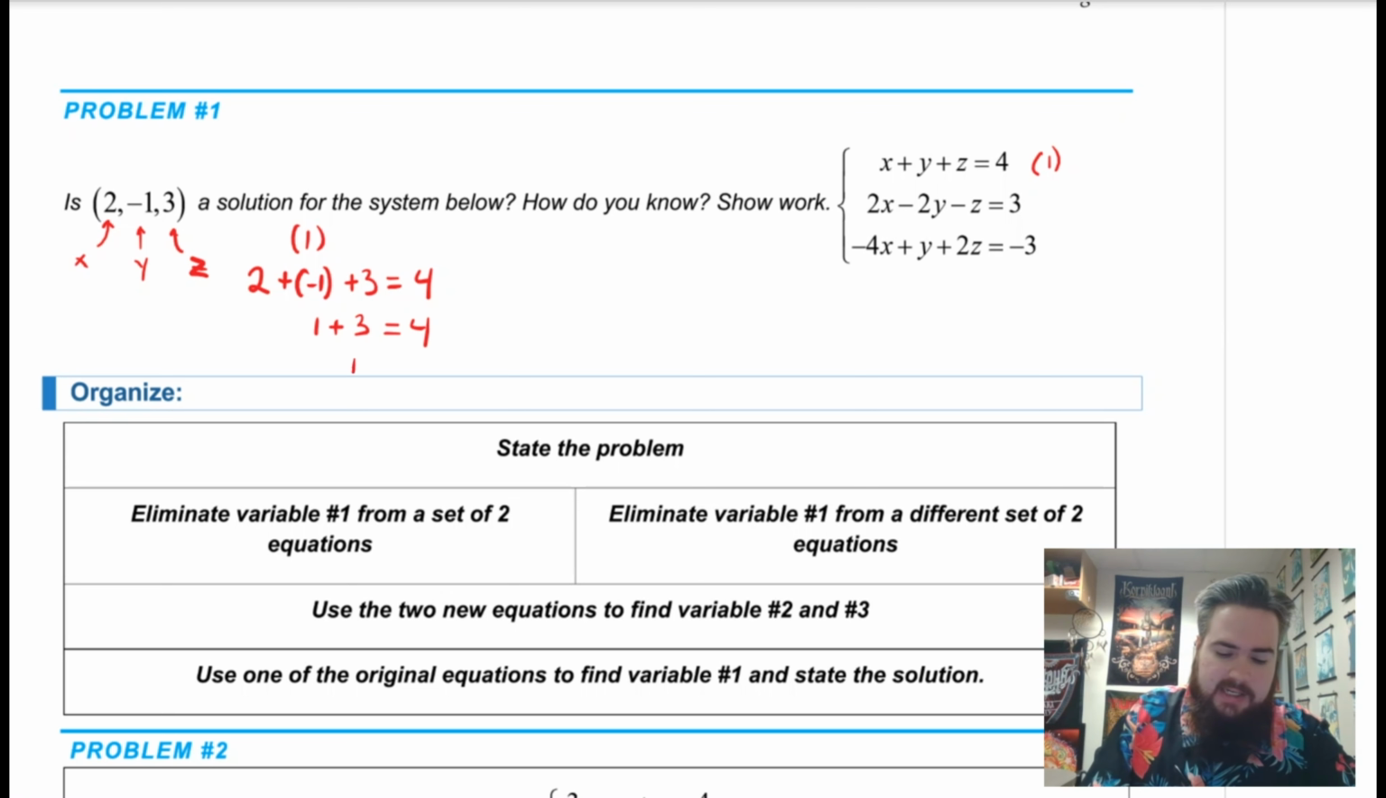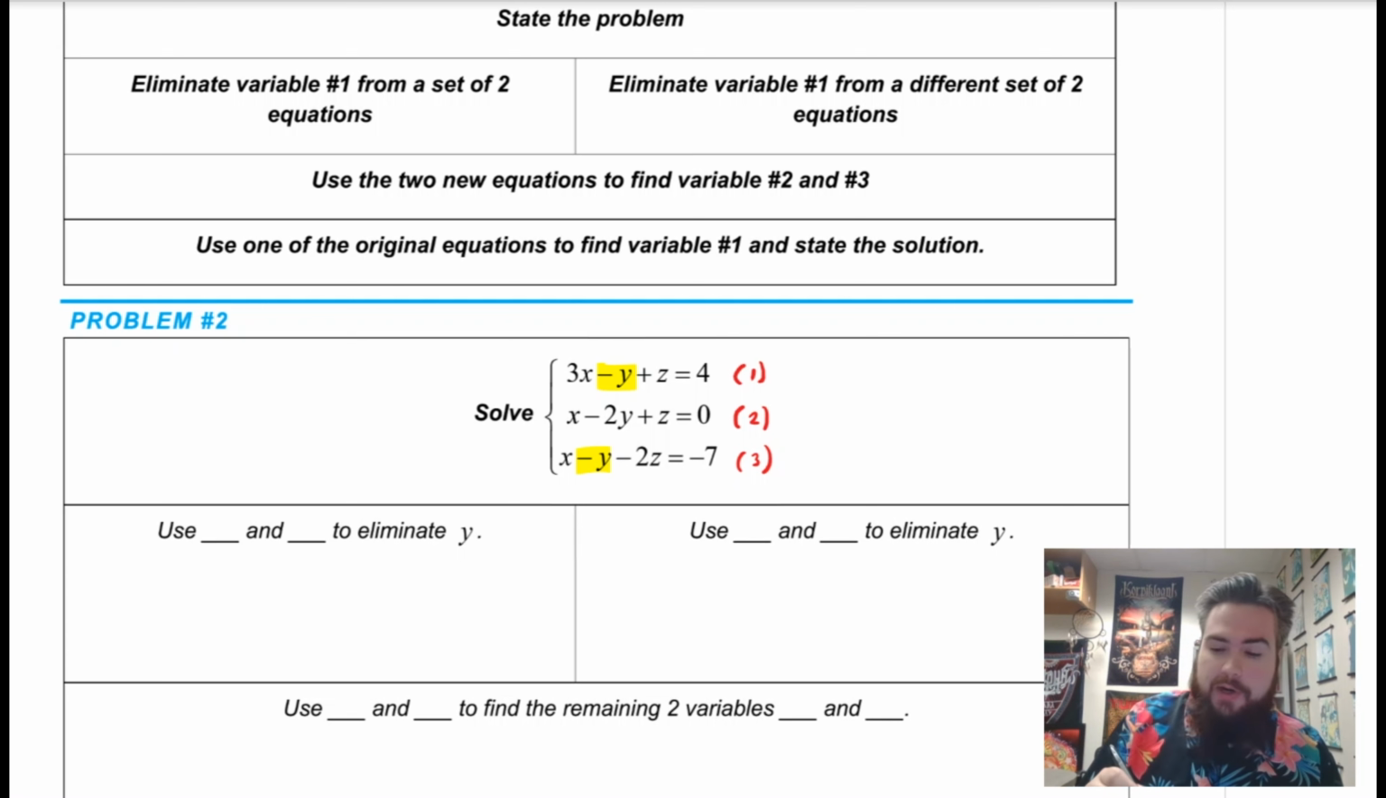Now, if we're going to try to eliminate y, we can really choose whatever equations I want, but looking at these, I notice one of them has a minus y, one of them has a minus y as well, which means those are probably going to be a little bit easier to cancel out, at least compared to the other one that has a minus 2y. So what I'm going to actually do is I will take equations 1 and 3 first and try to eliminate y using those two. So let's try that.